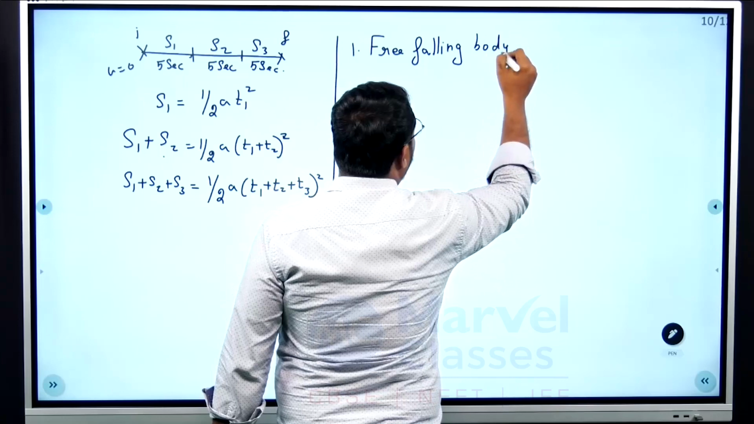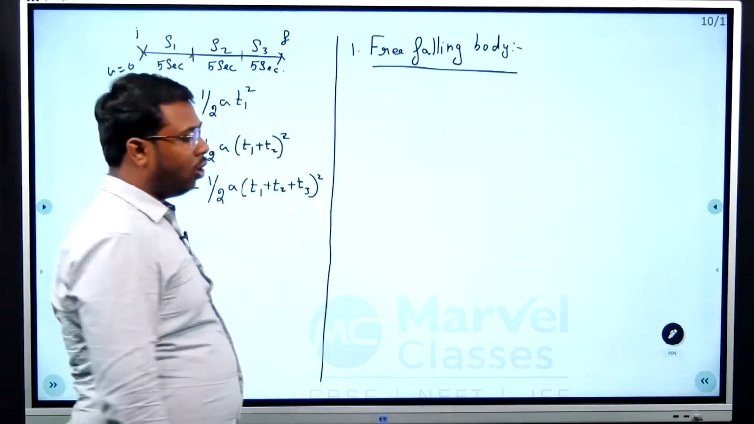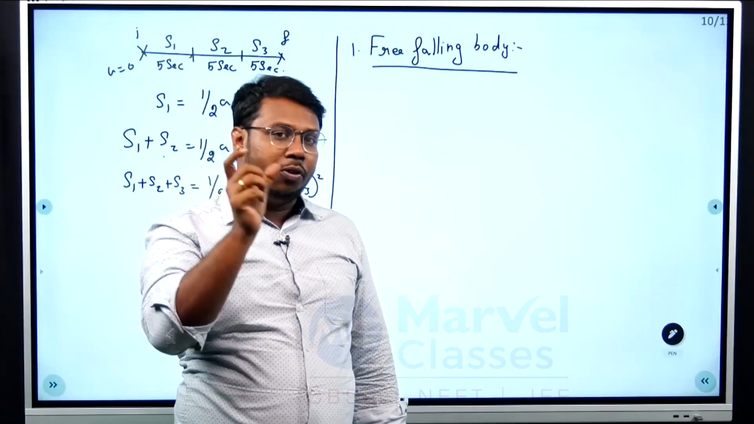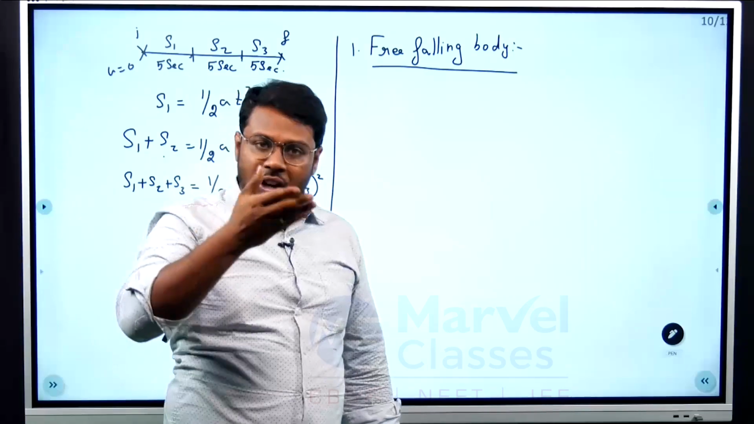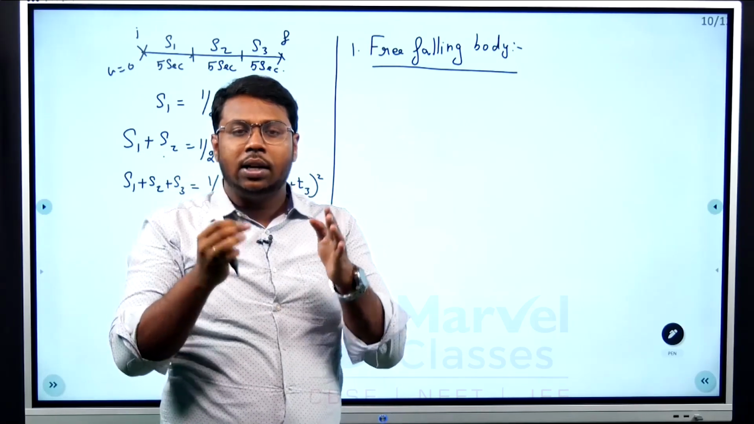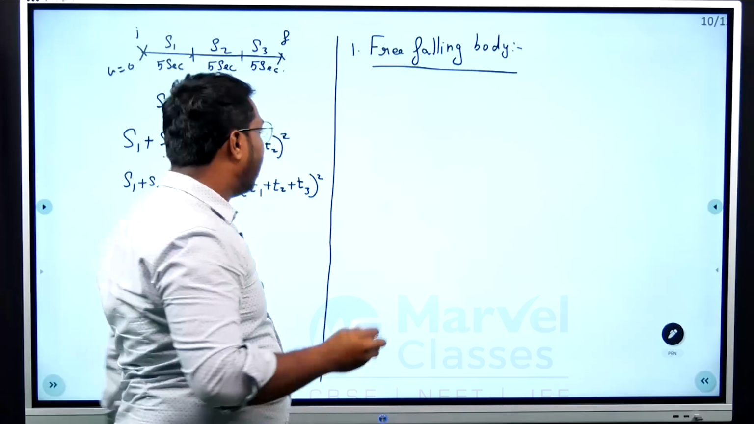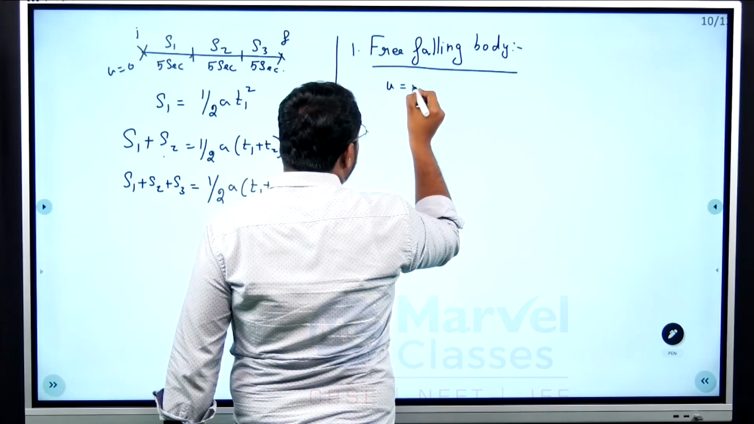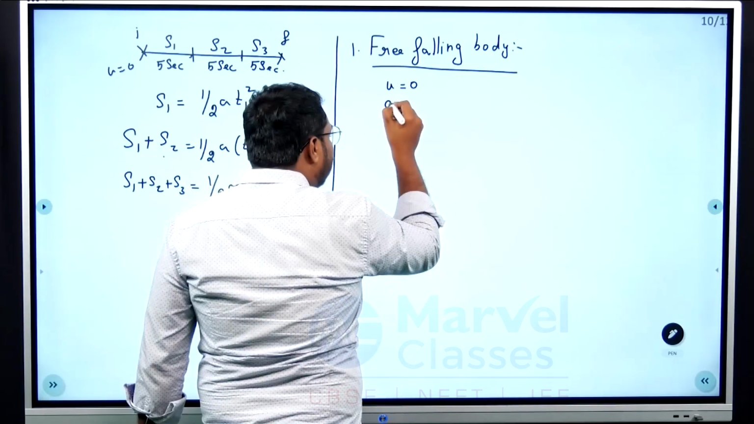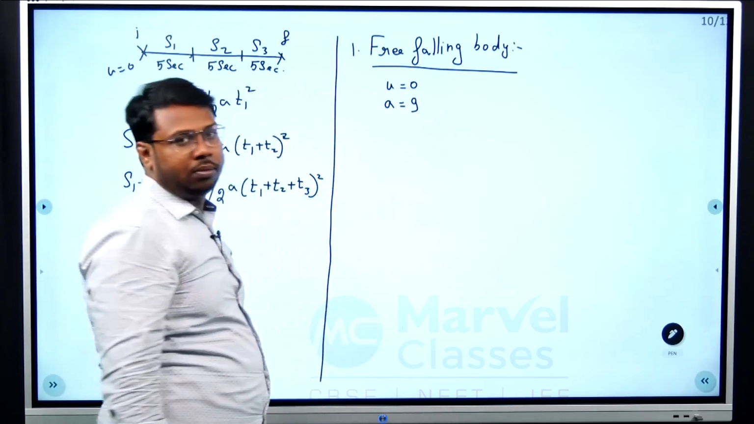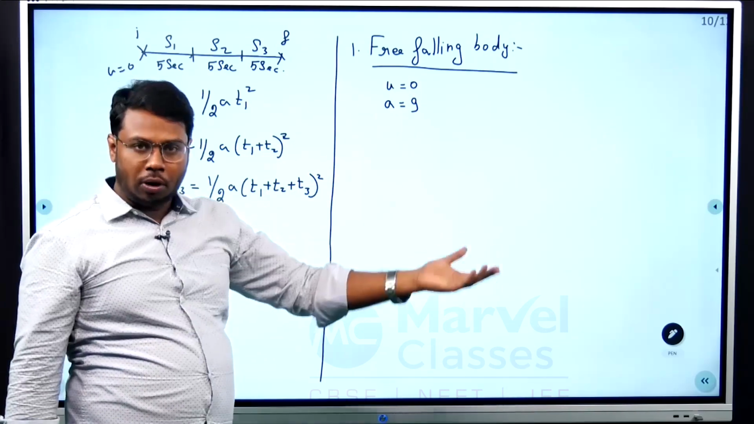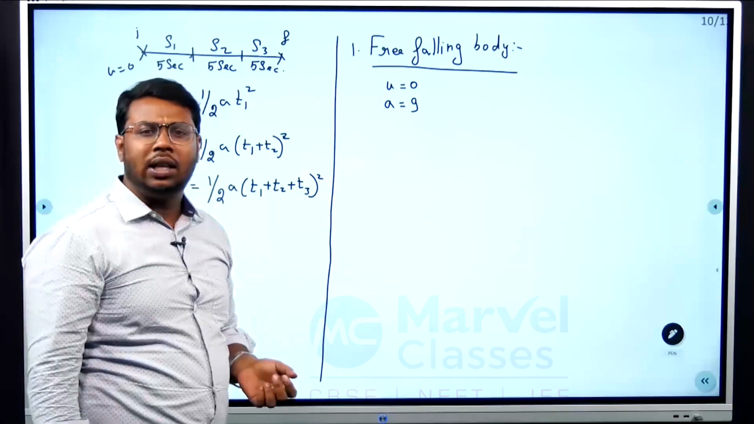Free falling body means when you drop something. Whenever you see keywords in your question like free falling body, or if a body is being dropped, you should understand that it is a free falling body, and immediately you realize that the initial velocity for that body is going to be 0 and the acceleration experienced by that body is going to be g. By using these things in the formula, we can extract the unknown.